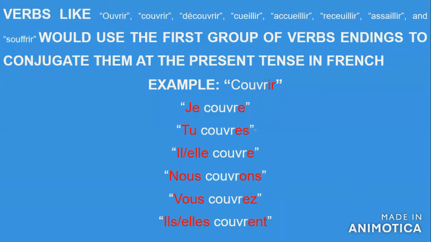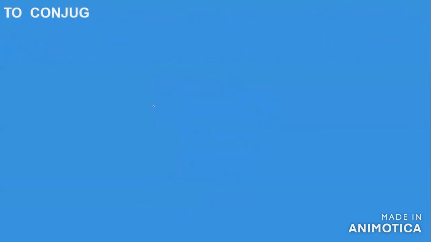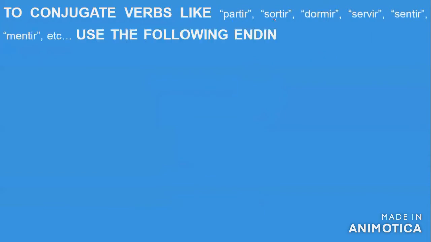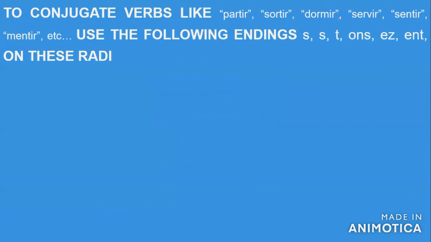Let's go. Now we have another category of IR verbs. They are irregular, okay? We have partir, which is to leave, sortir, to go out, dormir, to sleep, servir, to serve, sentir, to smell or to feel, and mentir, to lie. Then they are going to use S, S, T, ONS, EZ, and ENT. As we saw previously, most of them will be using the same endings.